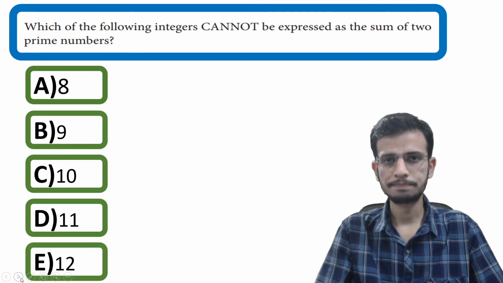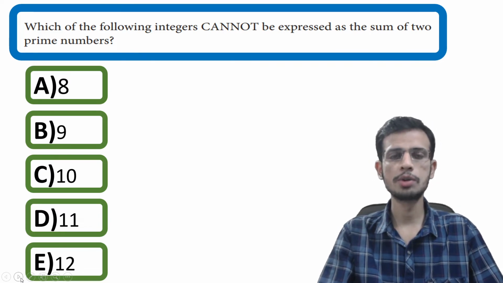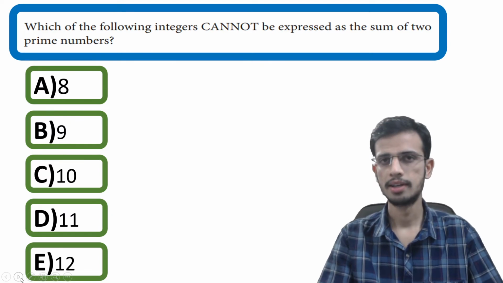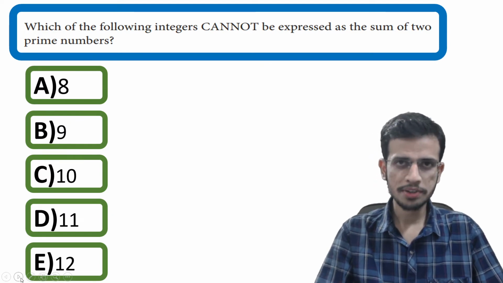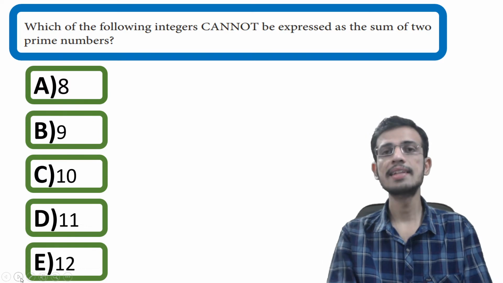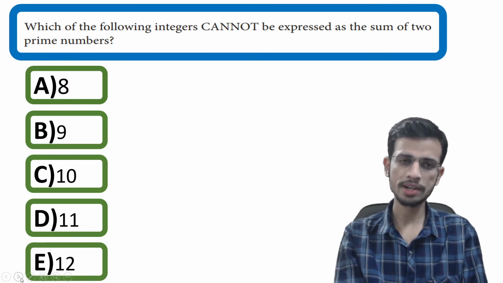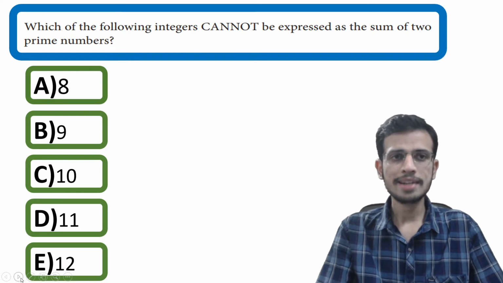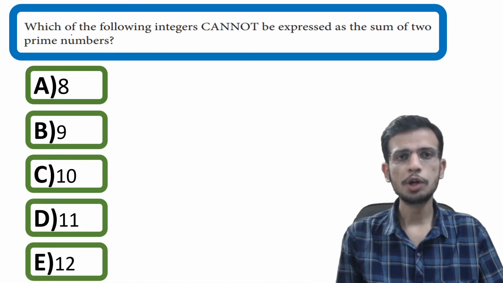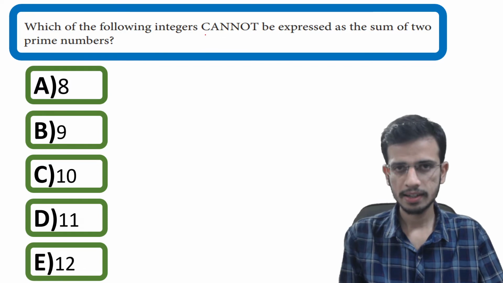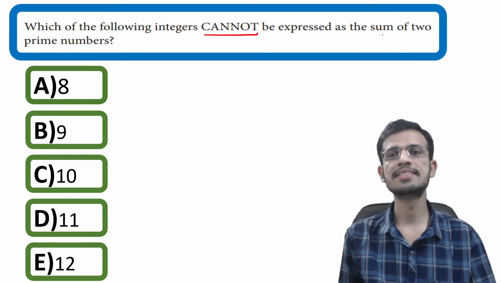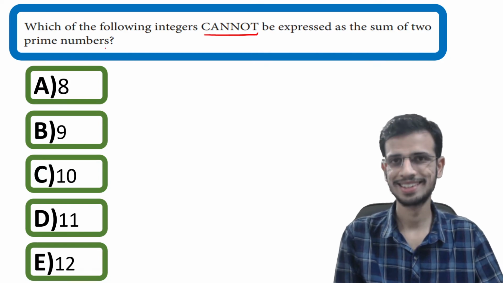As I told earlier, these questions can be solved without using pen or paper, and within seconds we have to answer the questions. The instruction for this question is multiple choice single selection, so only one option will be correct out of these 5 options. So let us read the question. Which of the following integers cannot be expressed as the sum of two prime numbers?